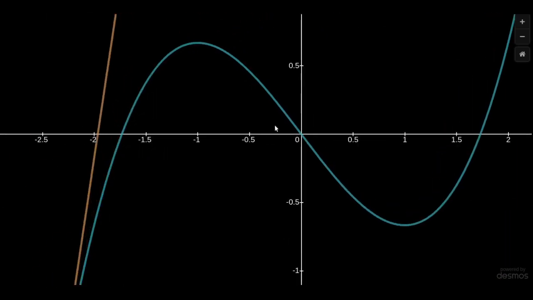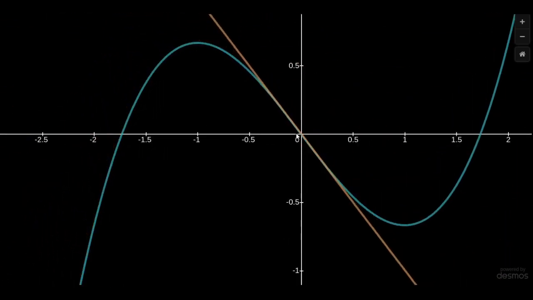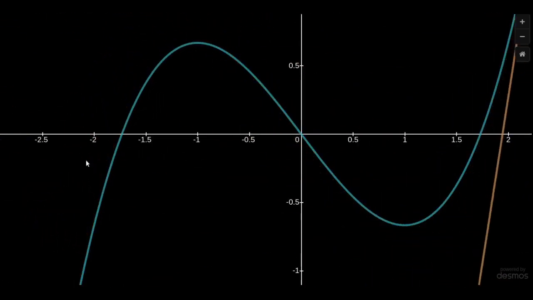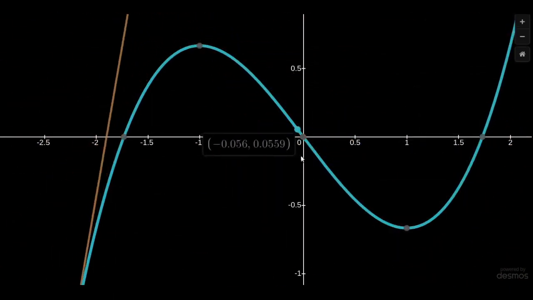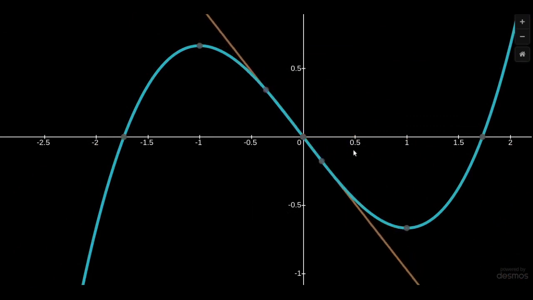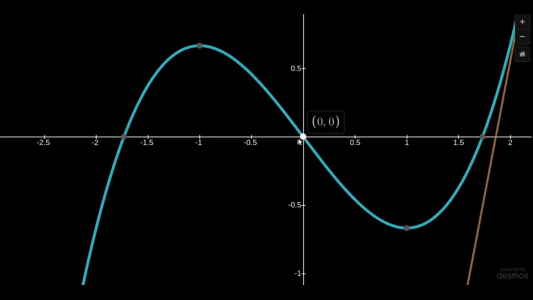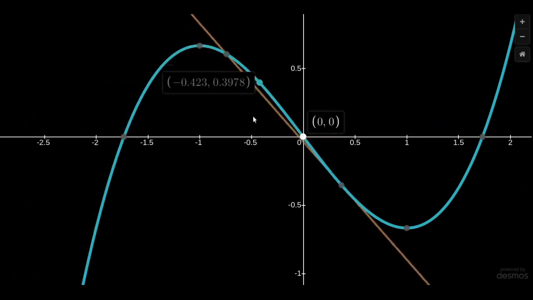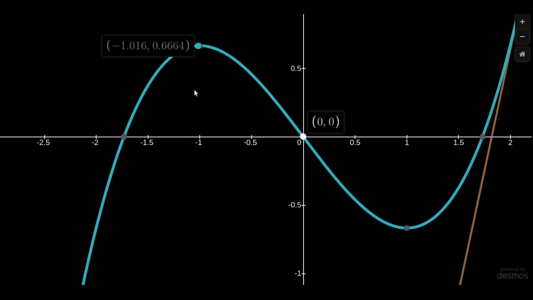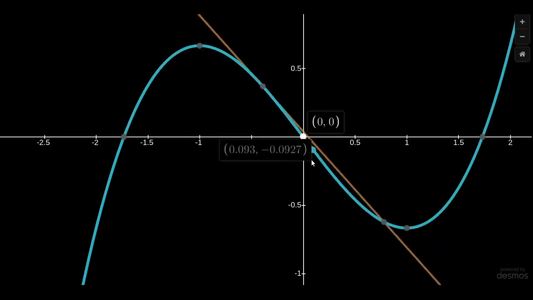Notice that the line's above on this little chunk over here, and it's below on this chunk of the graph over here. It seems like it switches from being above to below at 0, 0 right there. This might remind you of a concept we've talked about recently, maybe concavity or something like that.